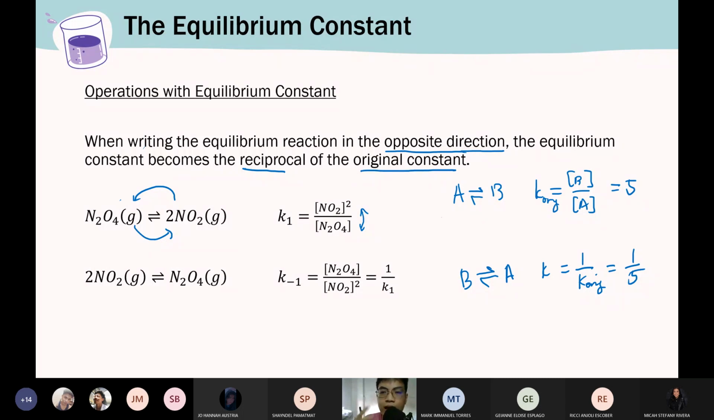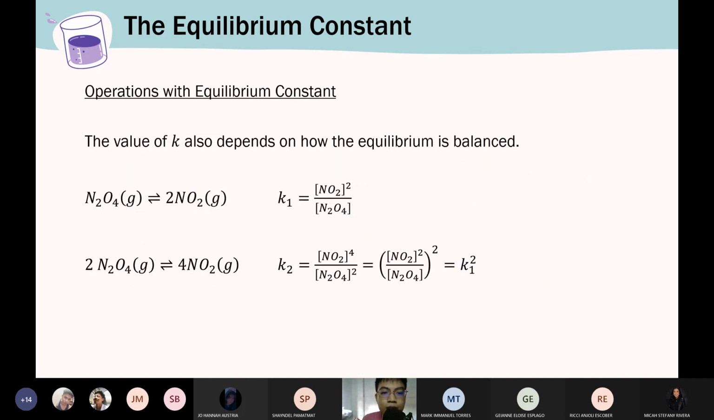Kaya sinabi, kailangan may equation. Kasi depending on how you write the equation, you can change the K value. Okay? So, ganun lang. The second operation is on how you balance the equation. Okay? So, depending on your coefficients, the K value may change as well.